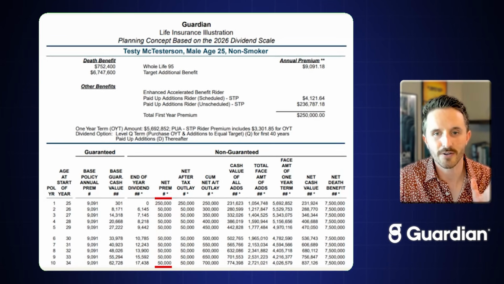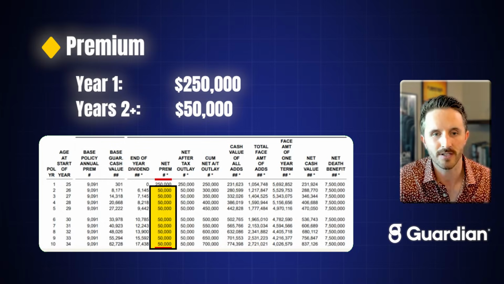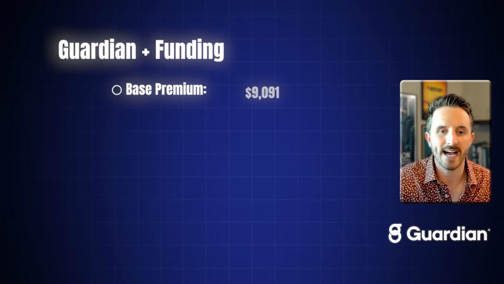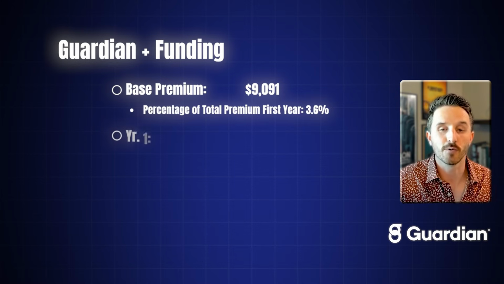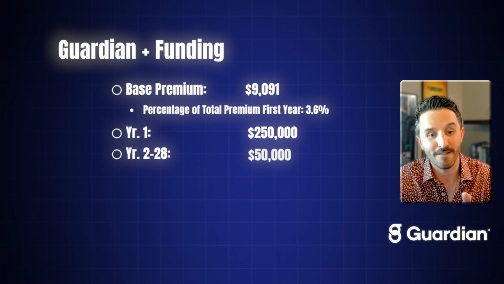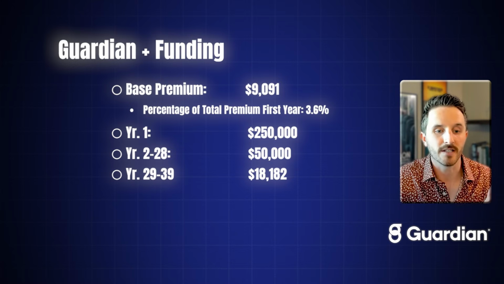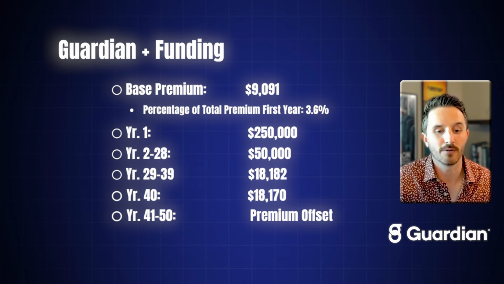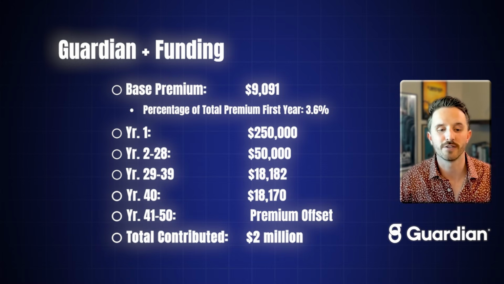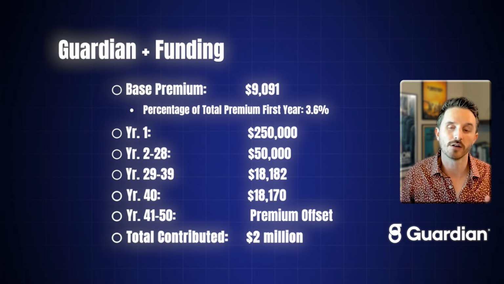Now, Guardian. So here's the Guardian illustration. Guardian has a really strong front load, right? So you see 250 there in the first year, 50,000 a year for many successive years. So Guardian stats, the base premium is 9,000, which the percentage of total first year premium is only 3.6%. Year 1, 250,000. Years 2 through 28, 50,000. Years 29 through 39, 18,182. Year 40, 18,170. Years 41 through 50, premium offset, which yields $2 million of total contributions over a 50-year period. All right, so that is the way that I designed all of these policies.